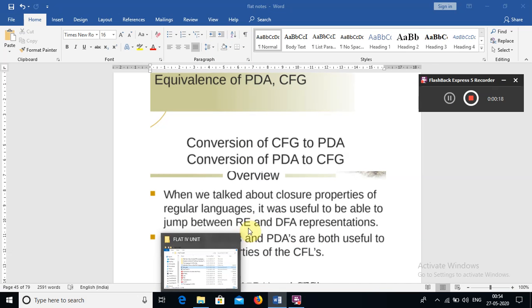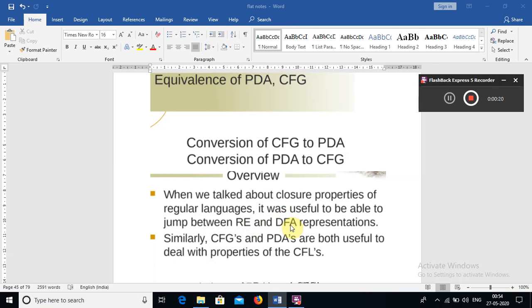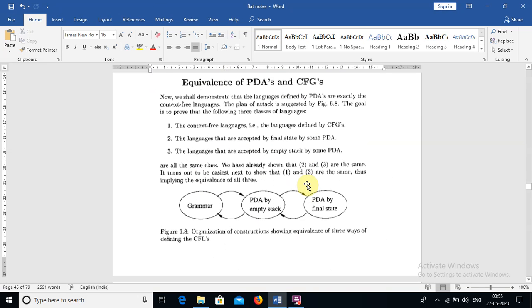The conversion between FA and RE is useful in understanding closure properties. Here also, the conversion between CFG and PDA is useful in the properties of context free languages. That's why we have to do the conversion between CFG and PDA. So equivalence is nothing but conversion between these two.